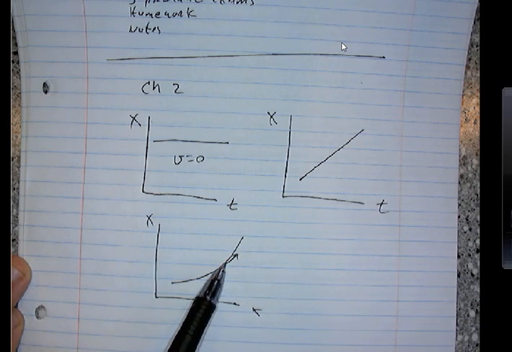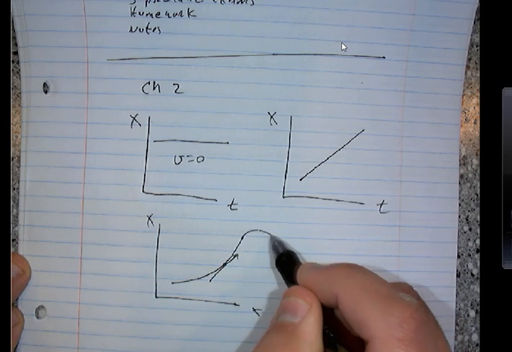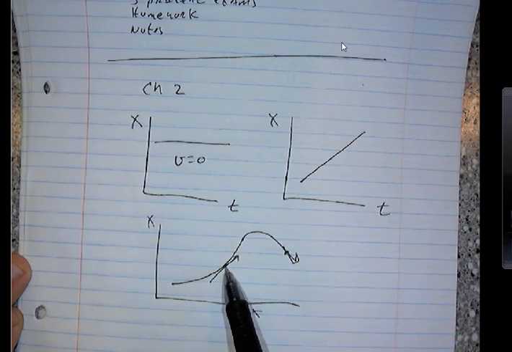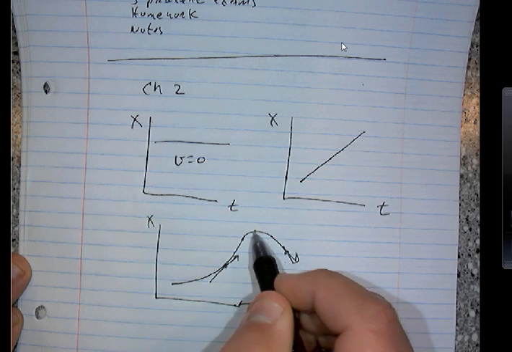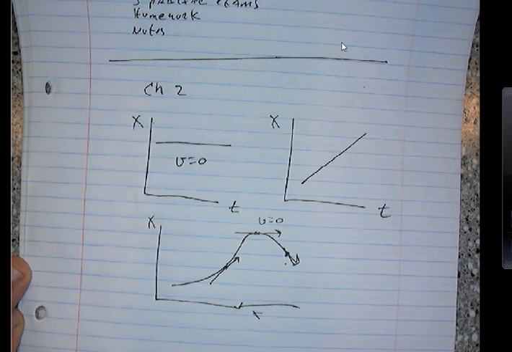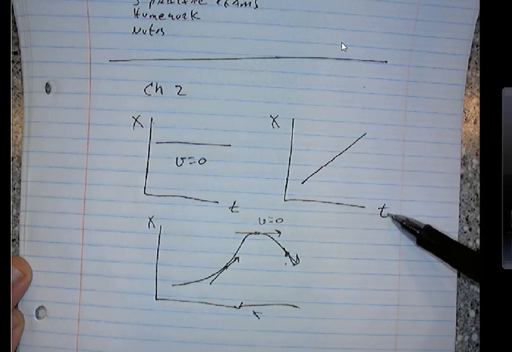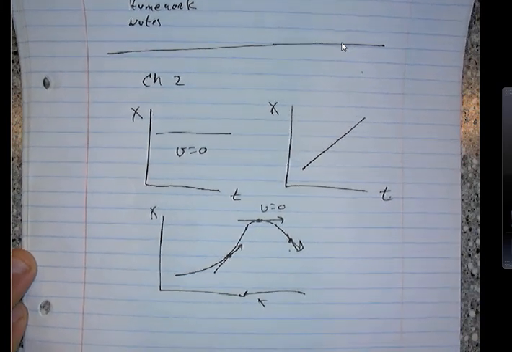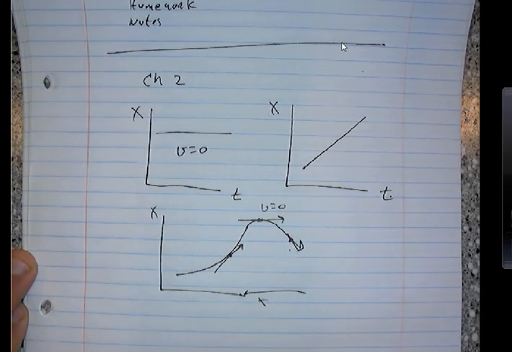So the slope here is positive. If we had something like this, here the slope would be negative. So positive velocity, negative velocity. Here actually 0 velocity. Okay, so that's just the position versus time graph. We also looked at velocity versus time graphs. So go ahead and take a look back through those.